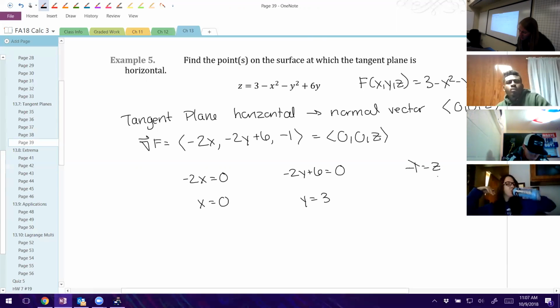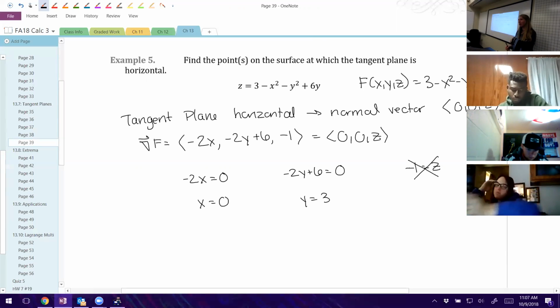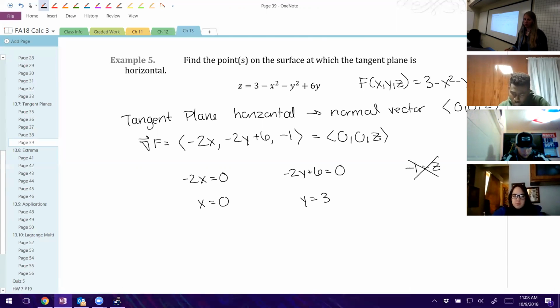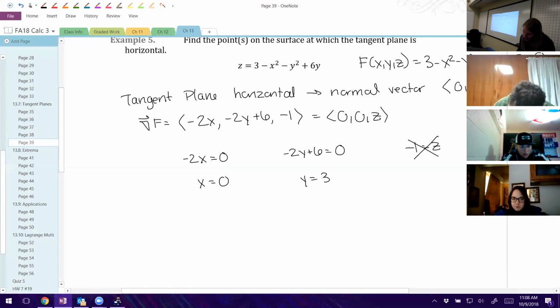So this isn't really wrong. It's just not what we're looking for. We want to know where this point is on the surface. That's where the point is on the gradient, which isn't guaranteed. So anyway, we have to have a normal vector being this. Means x has to equal 0 and y has to equal 0.